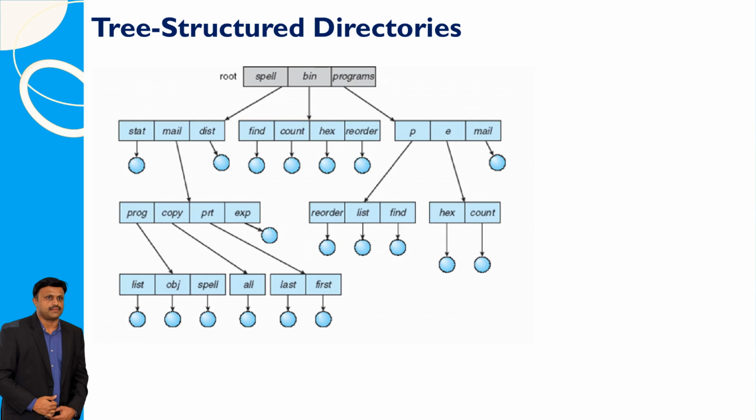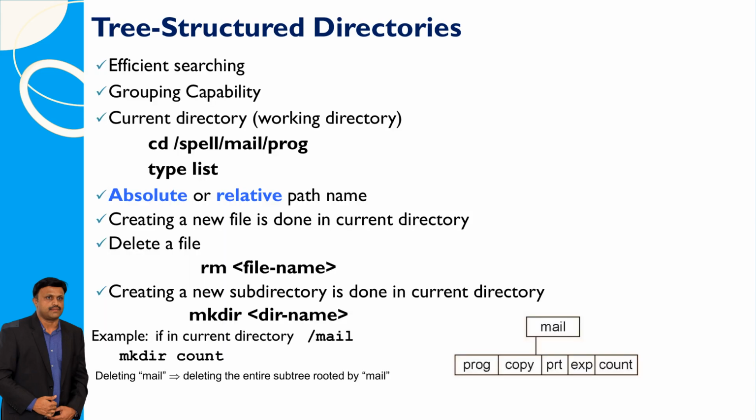A tree-structured directory diagram illustrates the hierarchical organization of directories and files within a computer system. Tree-structured directories offer efficient searching and grouping capabilities, with the ability to navigate through directories using absolute or relative path names. Users can easily manage files and directories within the current working directory, creating new files or subdirectories with simple commands like mkdir for directories and rm for file deletion.